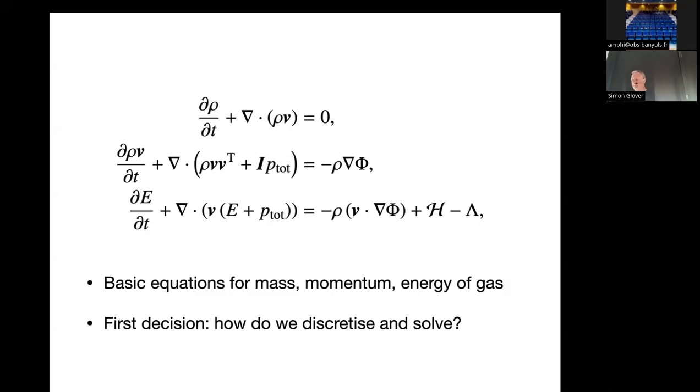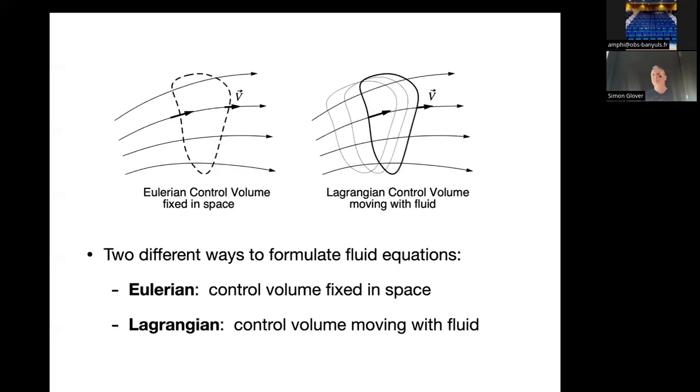And our first choice that we have to make when we want to solve these is, how do we actually represent this on a computer? We can't solve these analytically for the general case where we have complicated gas flows. So we need to solve them numerically, which means we need to actually discretize them. We need to break up space into a series of resolution elements and solve these equations on this set of resolution elements. So how do we do that? Well, there are fundamentally two different types of scheme for doing this, which correspond to two different ways that we can write down the fluid equations.